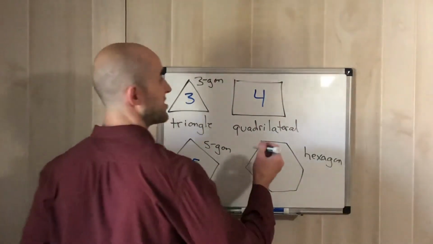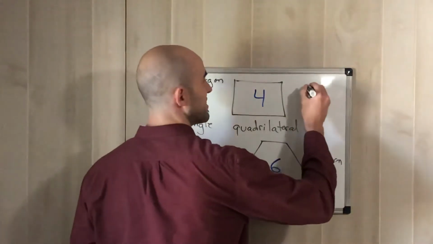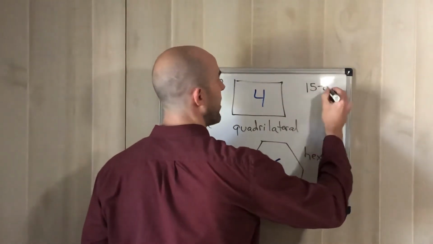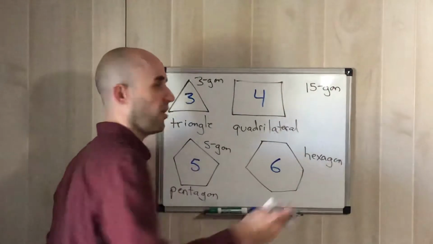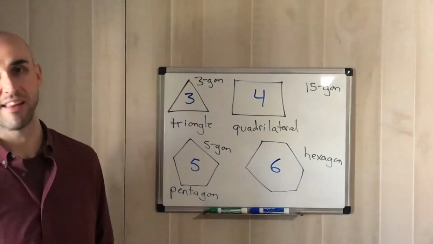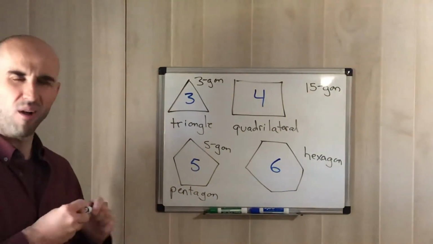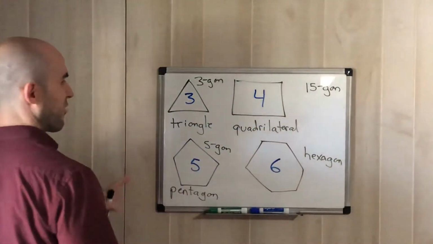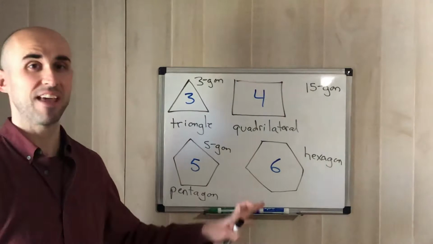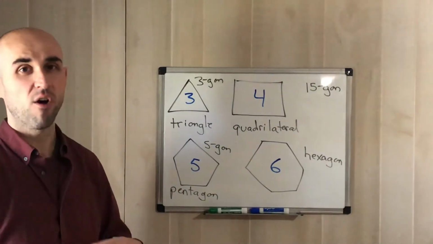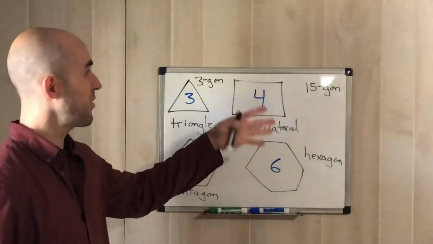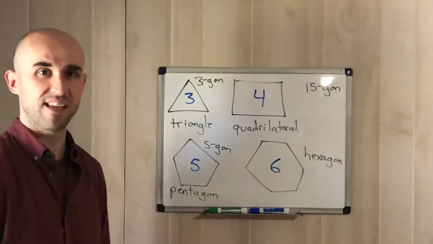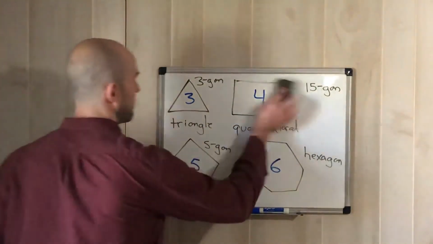If we're talking about something that's got 15 sides, there is an official name for it, but we can also just call it a 15-gon. It's a polygon with 15 sides. There are all different ways of naming these shapes. Whenever it comes to polygons, they all have names. Some we know, others we don't, but the easiest way is always to refer to them by how many sides they have. So those are different types of polygons.